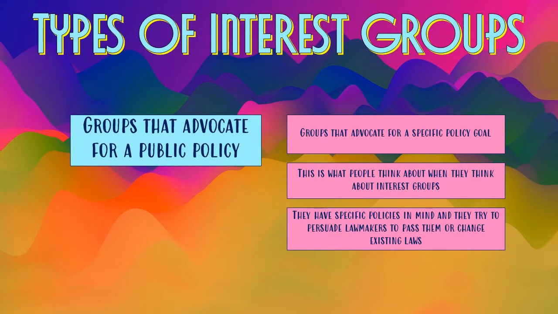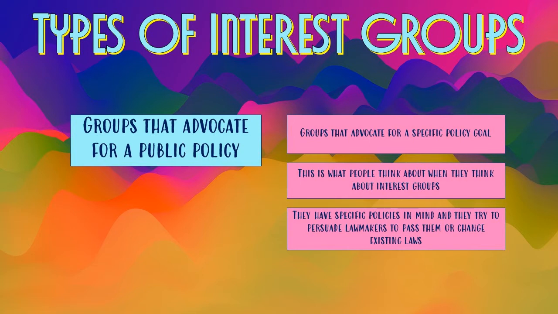The first type of interest group is our most obvious type because they are an interest group that advocates for a specific policy goal. They want to get a policy changed, or they want to protect a policy and make sure it stays the same. But they advocate all about the idea of one policy area. So this is what most people think about when they think about interest groups. These are groups that have specific policies in mind.